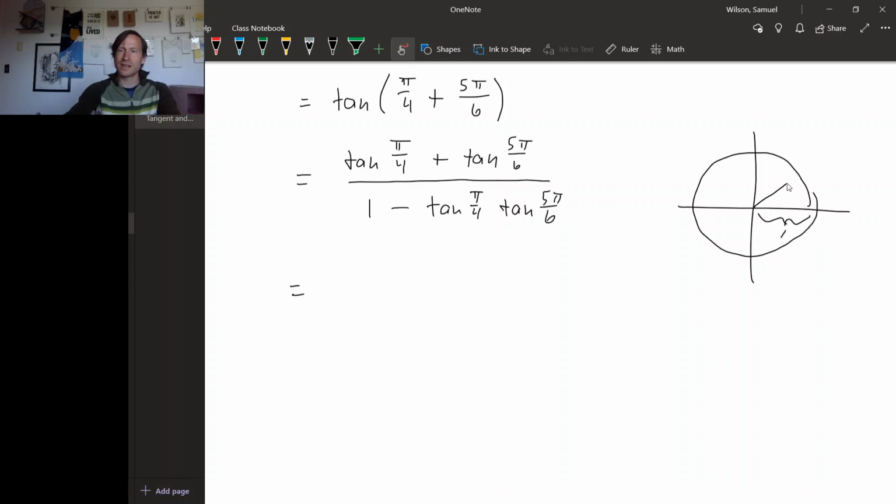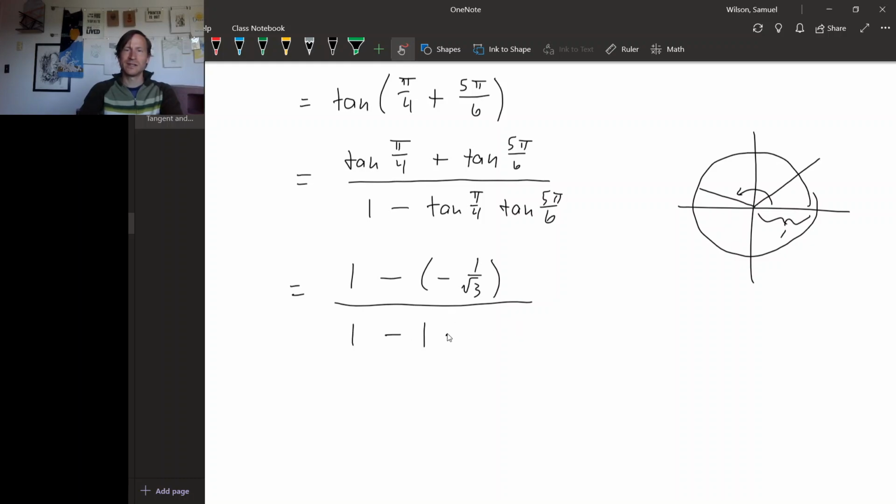So pi over 4 is like this. And remember, tangent is the slope of the terminal side, and that's slope 1. So 1 minus tangent 5 pi over 6, that's going to be like this. So it's going to be negative and small. And if you remember, the negative small value of tangent is negative 1 over root 3, over 1 minus tangent pi over 4, that's 1, times tangent 5 pi over 6, that's negative 1 over root 3.